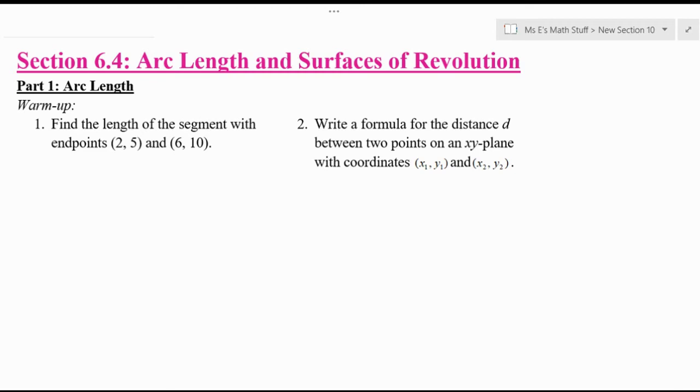All right, my friends, let's take a look. I'm going to go ahead and do this a little bit backwards today. Let's talk about the formula for the distance between 2 points on an XY plane.